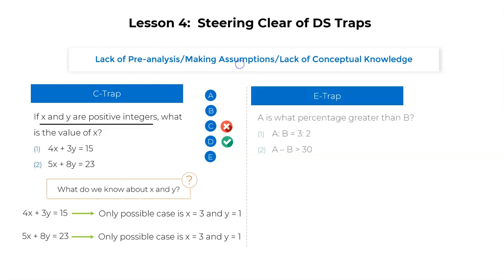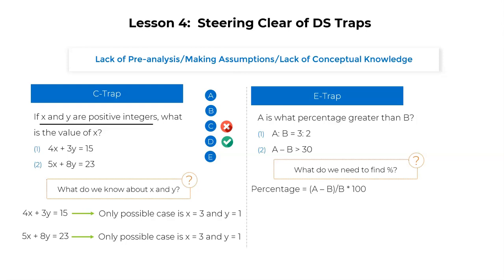Now, let me take again an example to help you explain. Say this is a question: A is what percentage greater than B. Now, you should ask yourself, what do we need to find out? The percentage. And if you have a little bit of conceptual knowledge, then you'll say, okay, I can find out the percentage by doing (A minus B) by B times 100, and I'll get my answer.